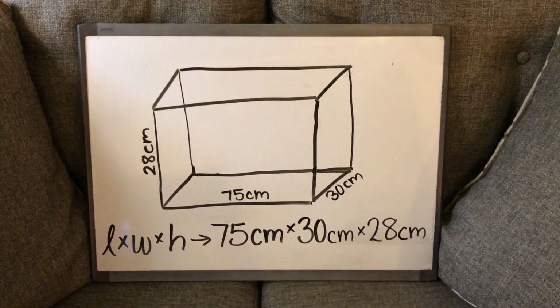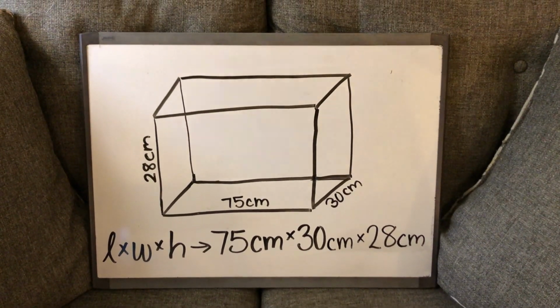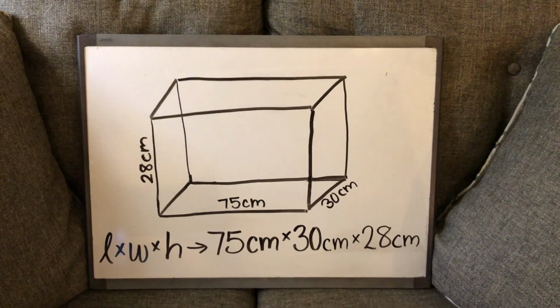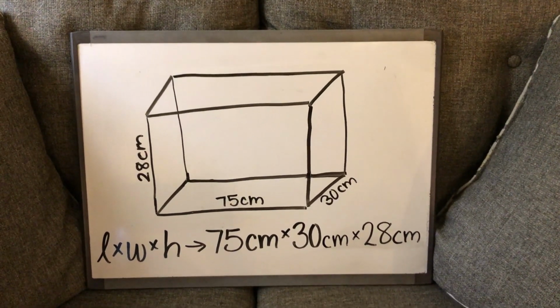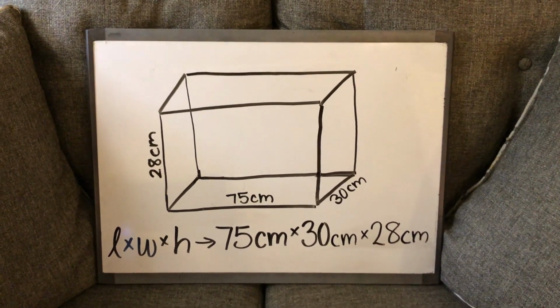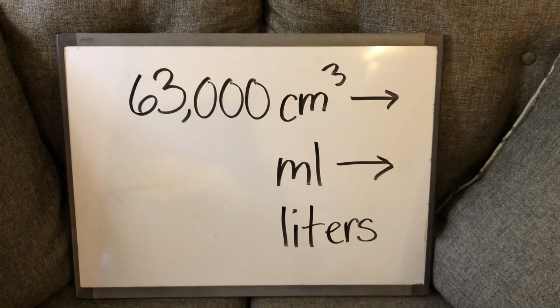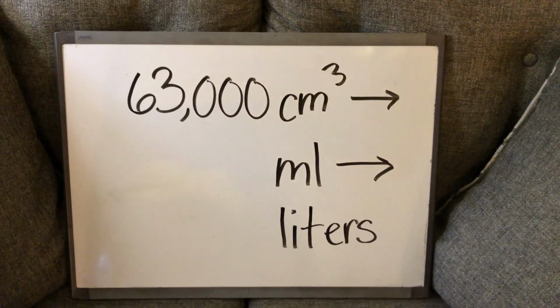To find the volume of this tank, we are going to multiply length by width by height, which is 75 centimeters times 30 centimeters times 28 centimeters. I want you to pause this video and solve for the volume of this tank on your own. The volume of this tank is 63,000 cubic centimeters.